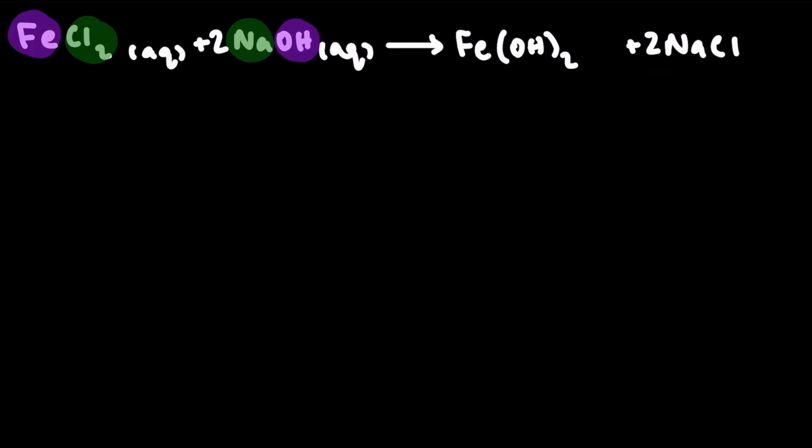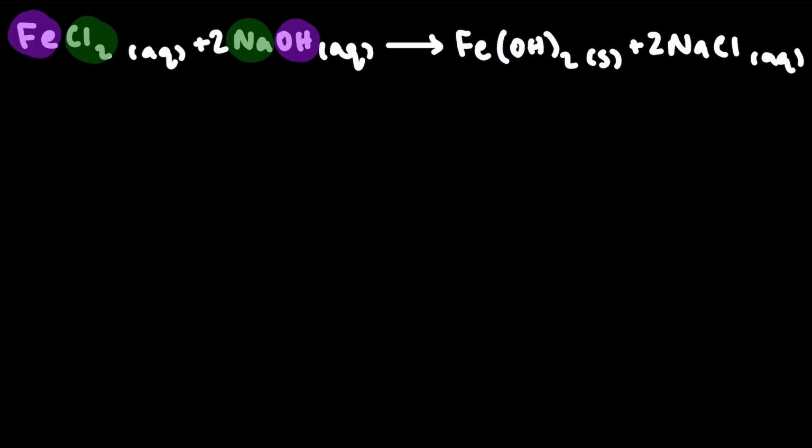Now, we just need to work out the state symbols of our products. Because we know iron hydroxide is a hydroxide and most hydroxides are insoluble, we know that this is going to be a solid, and we know that sodium chloride or table salt is soluble in water, so this is going to be aqueous.